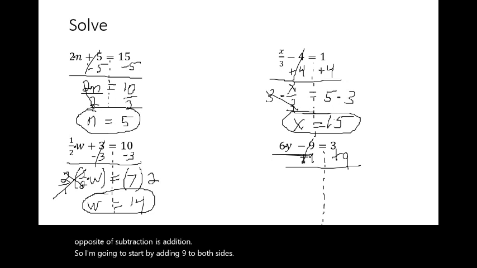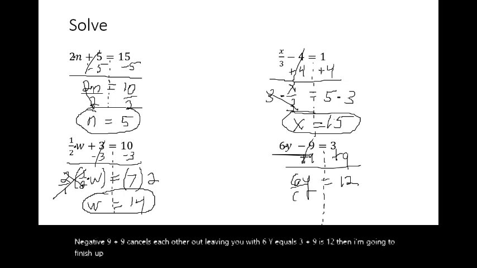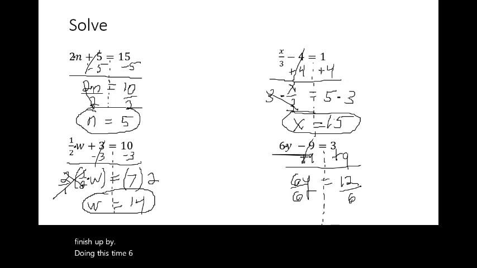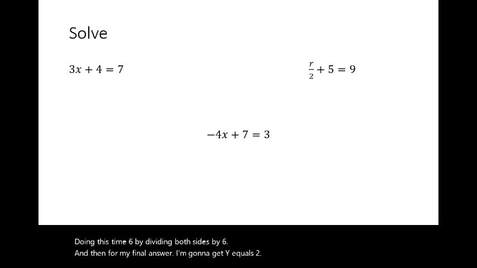Negative 9 plus 9 cancels each other out, leaving you with 6y equals 3 plus 9 is 12. Then I'm going to finish up by undoing this times 6 by dividing both sides by 6. And then for my final answer, I'm going to get y equals 2. So that is going to be the same general idea for each of these.